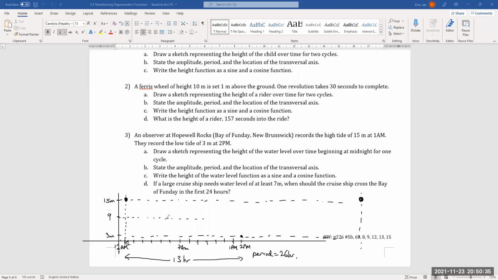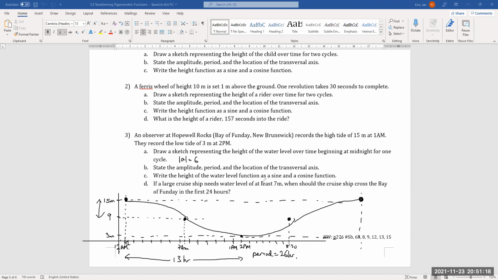Our amplitude, oh sorry, maybe I should just show this. So between 1 and 2, that's 13 hours, so 6.5 hours right here, 7:30, is going to be my midpoint, and another 6.5 hours, 8:30, is going to be another midpoint, and we're going to have a curve, something like that. The amplitude, again, since we drew it so nicely, we know that the amplitude is going to be the difference between 15 and 9. The amplitude is going to be 6. The period, we already calculated. The period is going to be 26.